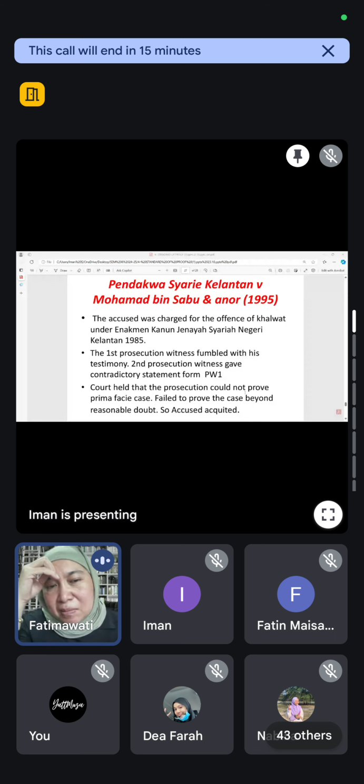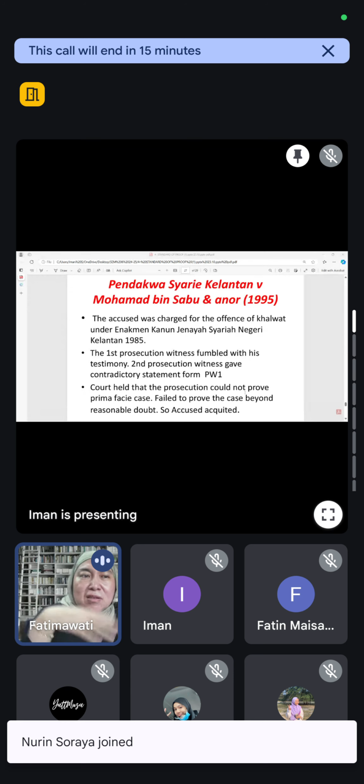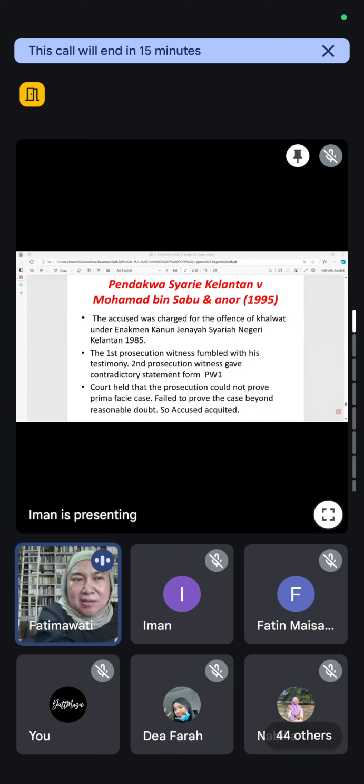So, kalau let's say in case khalwat, the prosecution kena come up with proof, right? Because in criminal cases, it's on the prosecution to actually show that you have a case. You have a prima facie case. Okay. Otherwise, kalau you tak dapat nak buktikan you punya case, the defense will not be called. In fact, the accused will be acquitted.